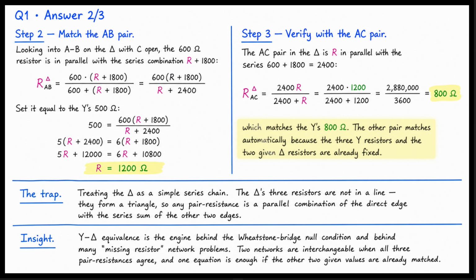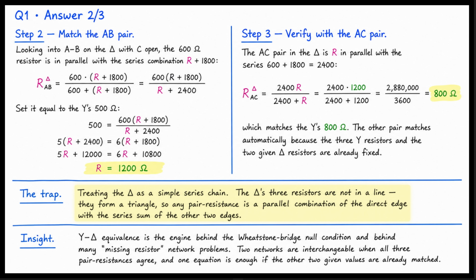The third pair matches automatically because both networks are fully determined by their 3 edge values. The trap is treating the delta as if it were a series chain. The 3 resistors form a triangle, not a line, so any pair resistance always involves one direct edge in parallel with the series sum of the other 2 edges. The Y, by contrast, has the center node doing all the work. Every pair goes through that single center.